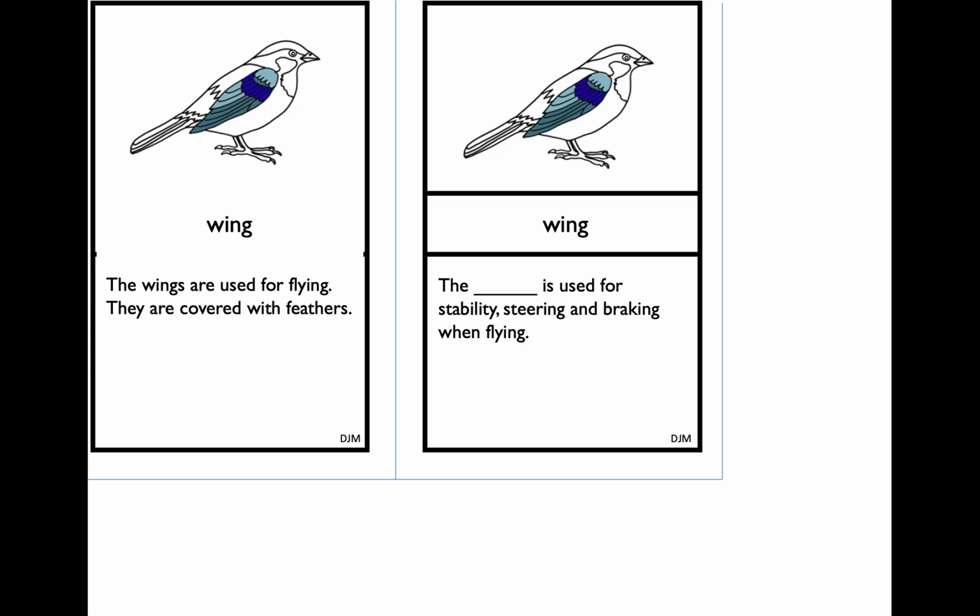Wing. The wings are used for flying. They are covered with feathers, and birds actually have something called flight feathers on their wings, which help them to fly. And there are 4 types of wing shapes, so not all birds have the same wing shape. There are 4 different types. They're called elliptical, high speed, high aspect, and soaring wings. Birds like eagles have soaring wings.